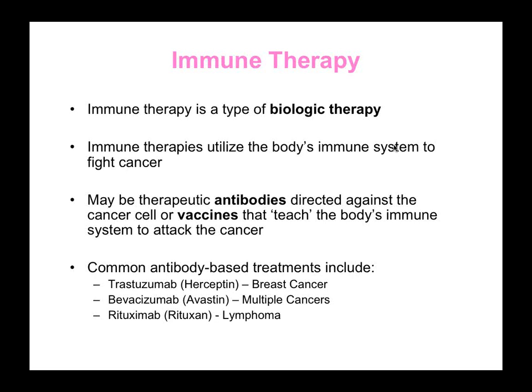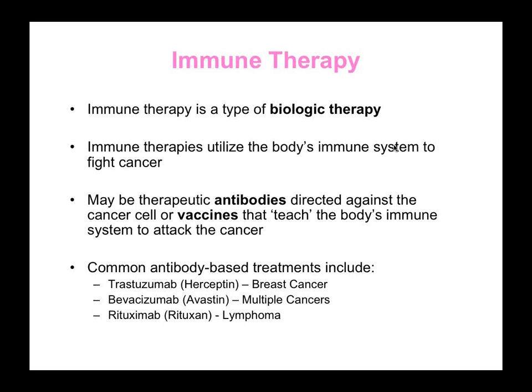And so these types of therapies may take the form of therapeutic antibodies that are directed against cancer cells, or more recently, vaccines that try to teach the body's own immune system how to attack the cancer. The antibody-based treatments have been available for quite some time now and are well established for multiple tumors. The early one was rituximab or Rituxan to treat lymphoma.